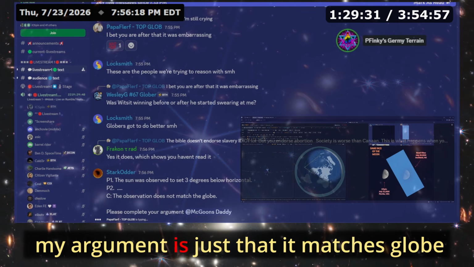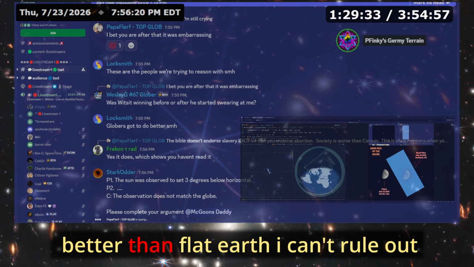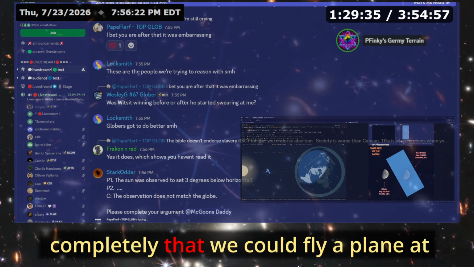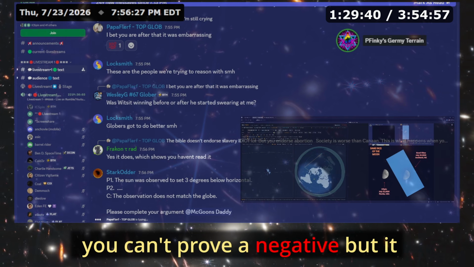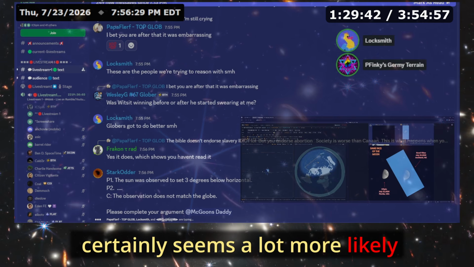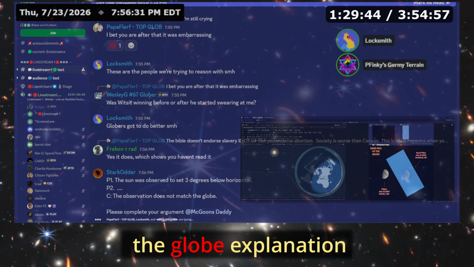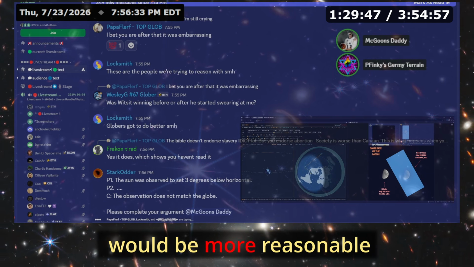No, my argument is just that it matches globe better than flat Earth. I can't rule out completely that we could fly a plane at 35,000 feet and run into the sun, because you can't prove a negative, but it certainly seems a lot more likely. Okay, so the globe explanation would be more reasonable.